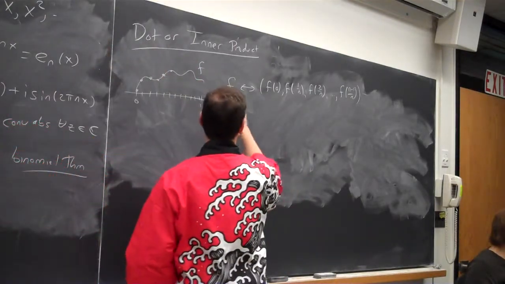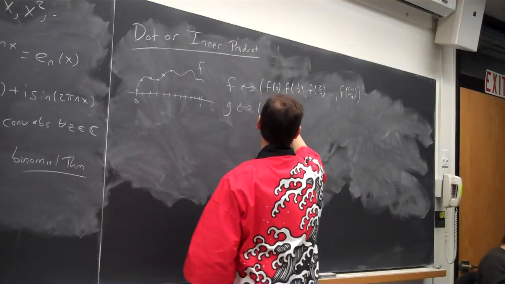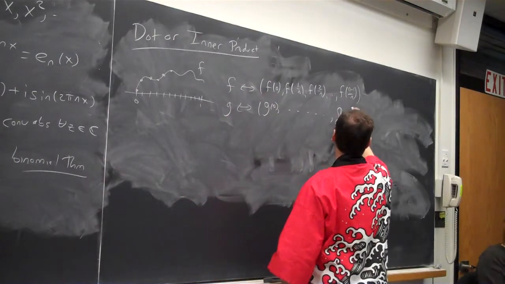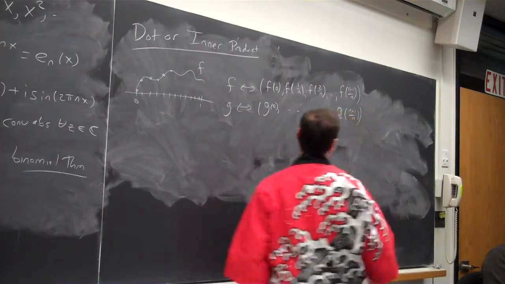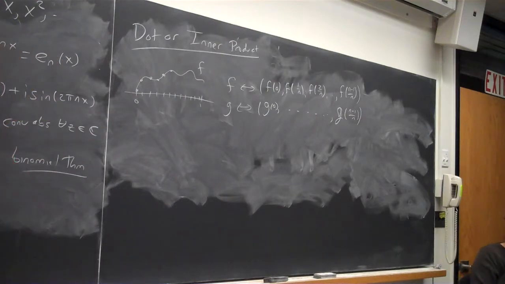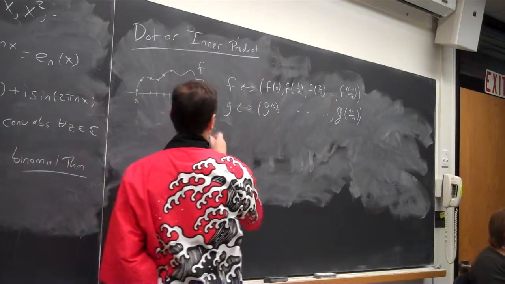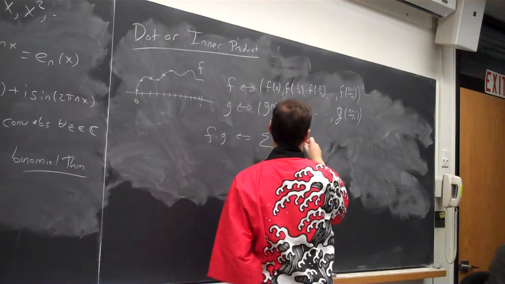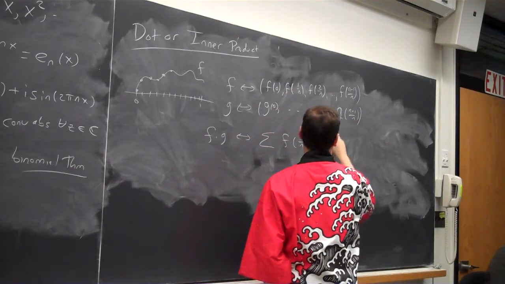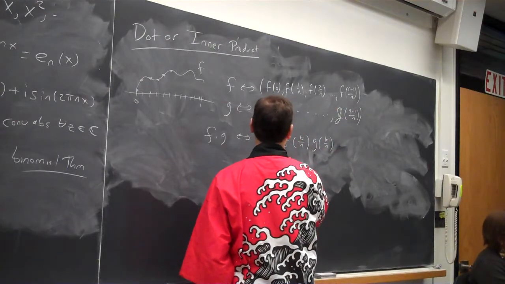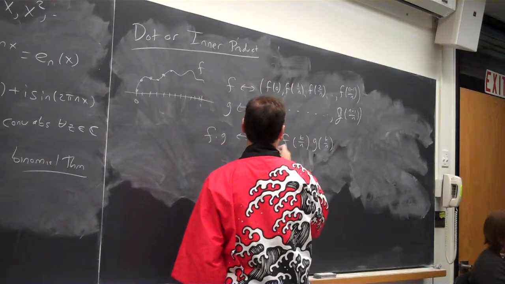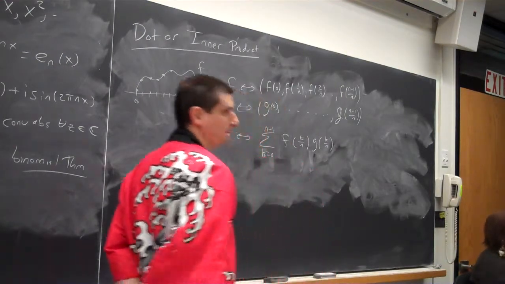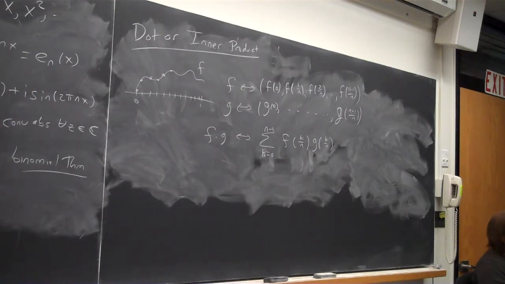So if I give you another function g, not surprisingly, g of 0, dot, dot, dot, g of n minus 1 over n. Well, I have two vectors. How do you tell if two vectors are perpendicular? Dot product is 0. So f dot g should be like the sum of f of k over n times g of k over n, where k goes from 0 to n minus 1. So this is almost the notion of a dot product for functions.